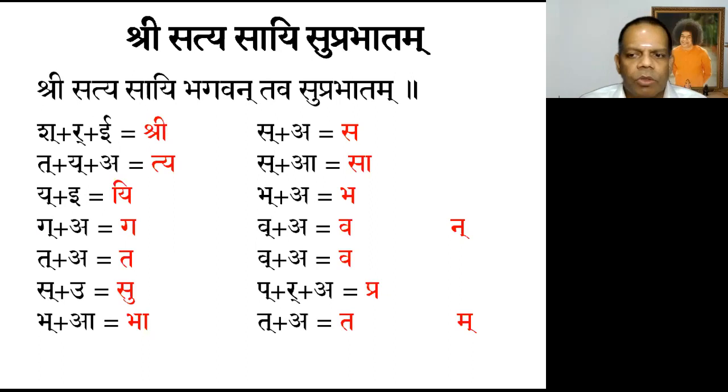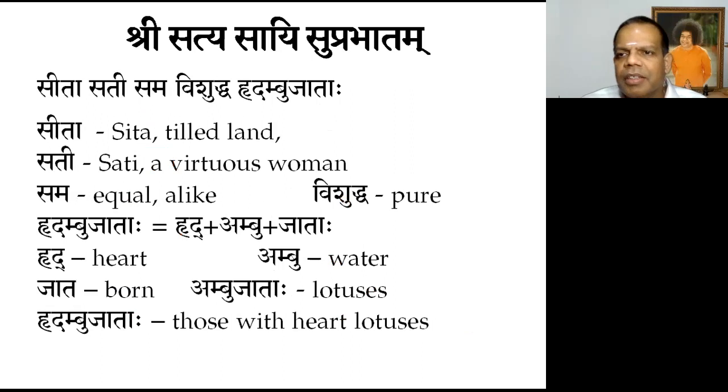Okay. So we have gone over the letters. We'll look at the meanings now. Sita, Sati, Sama, Vishuddha, Hridambujata. Sita. I think all of us know Mother Sita, Sita Rama, the spouse of Sri Rama, Mother Sita.